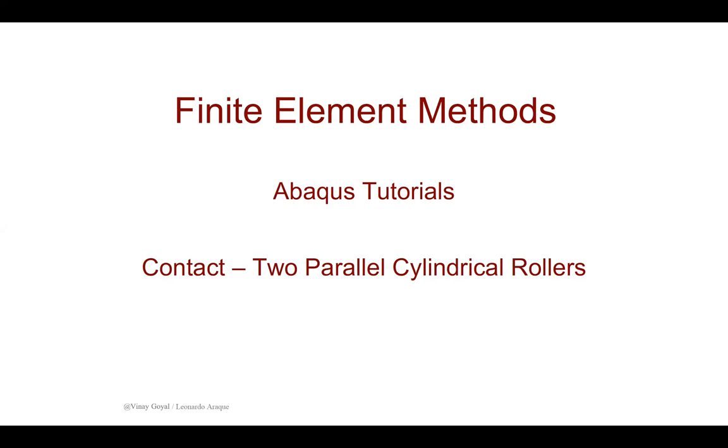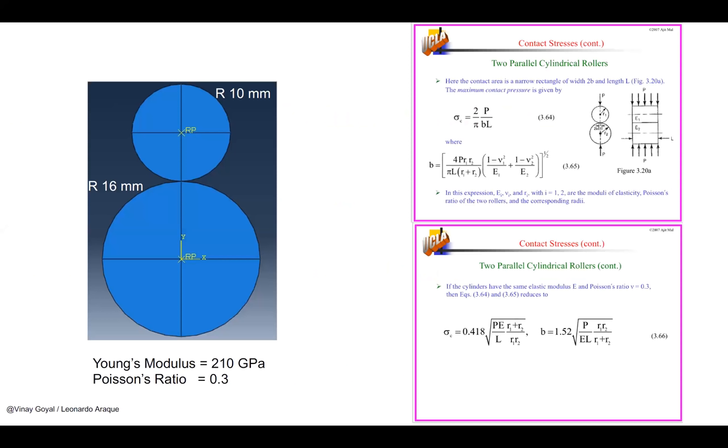The purpose of this tutorial is to approach the contact problem in Abaqus. Two parallel cylindrical rollers will be modeled. The dimensions for the cylinders are on the left of the screen with the corresponding material properties. We will try to prove that the hand calculations for the compressive stress, equation 3.66 on the right of the screen, will match the numerical solution of this problem. To start, let's go to Abaqus and start the modeling.